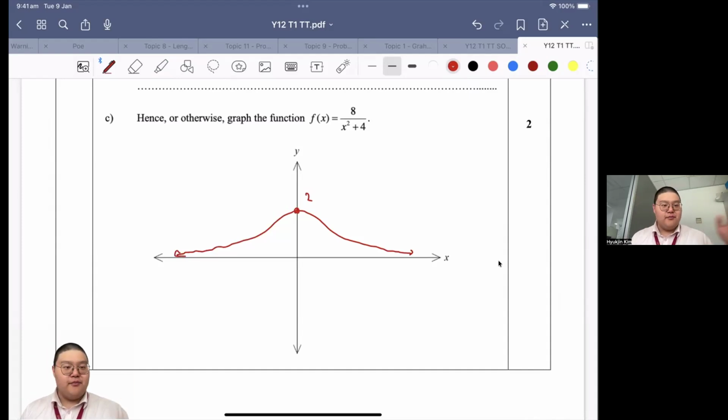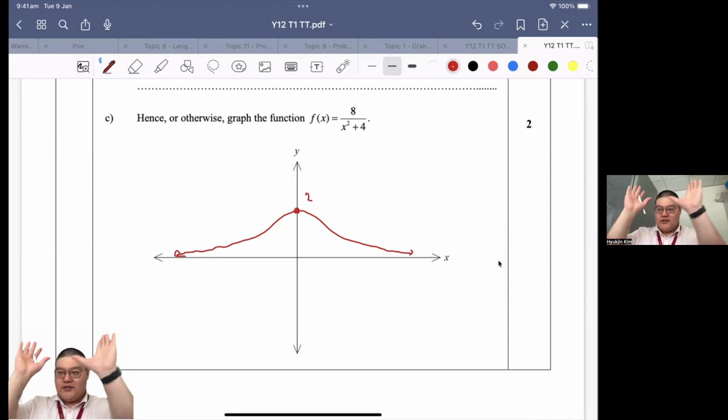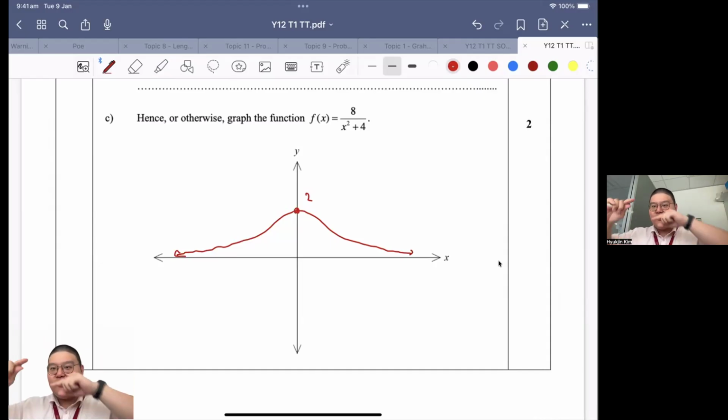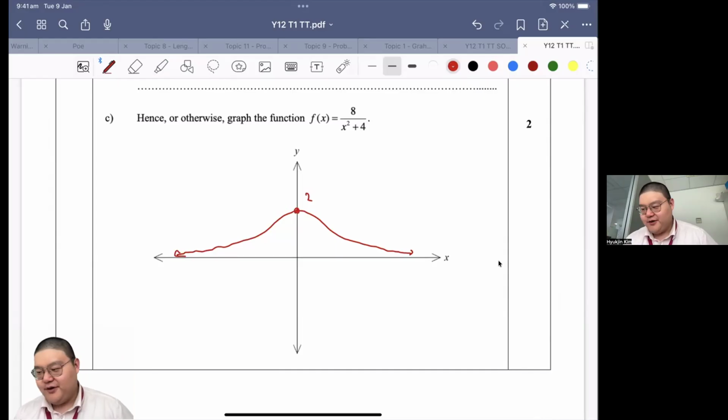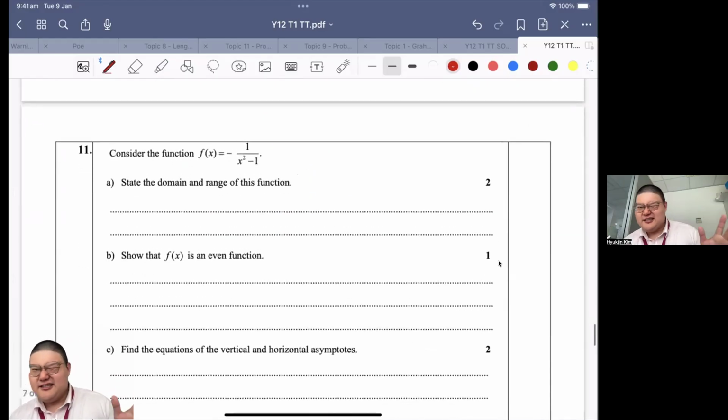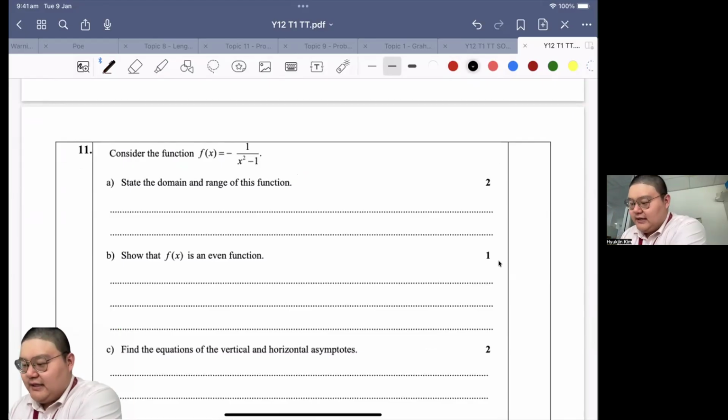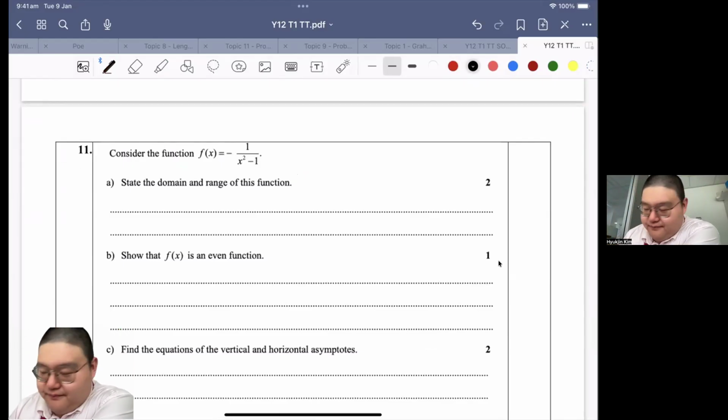Now, if you remember me showing you in class the reciprocal way, drawing the x squared plus 4 and then reciprocating it, you can choose to do that too. That's fine. It's whatever you like. Again, it's not in the syllabus. Anyhow, so let's see.